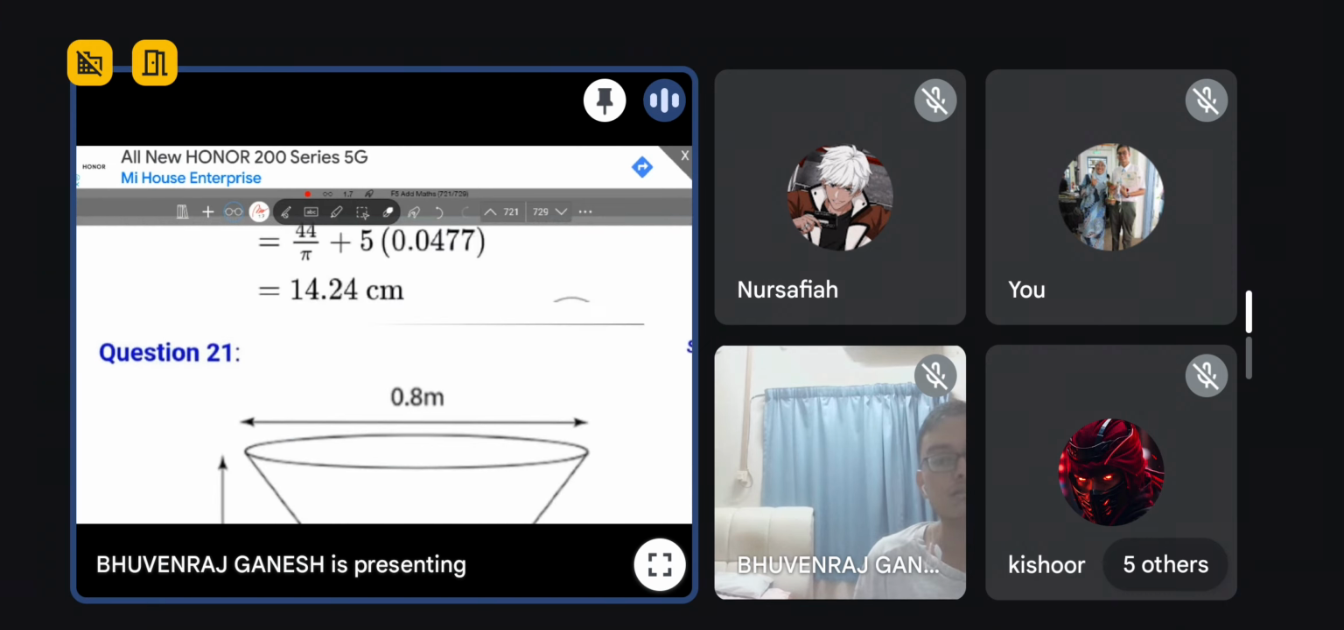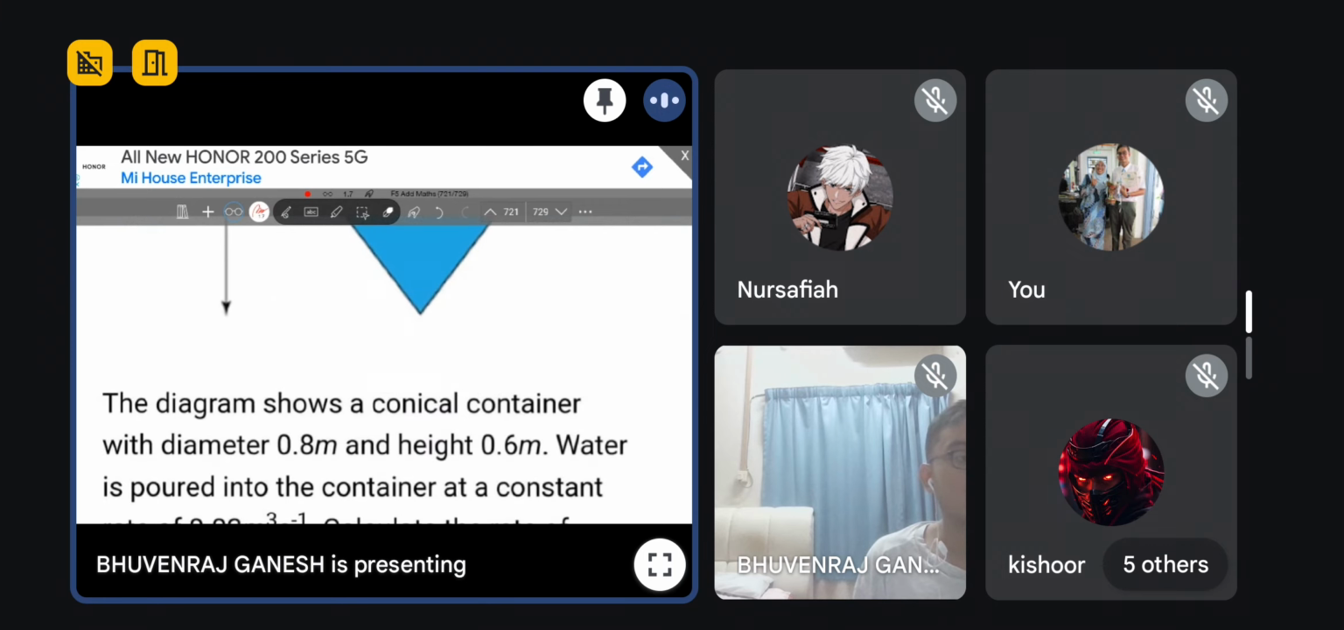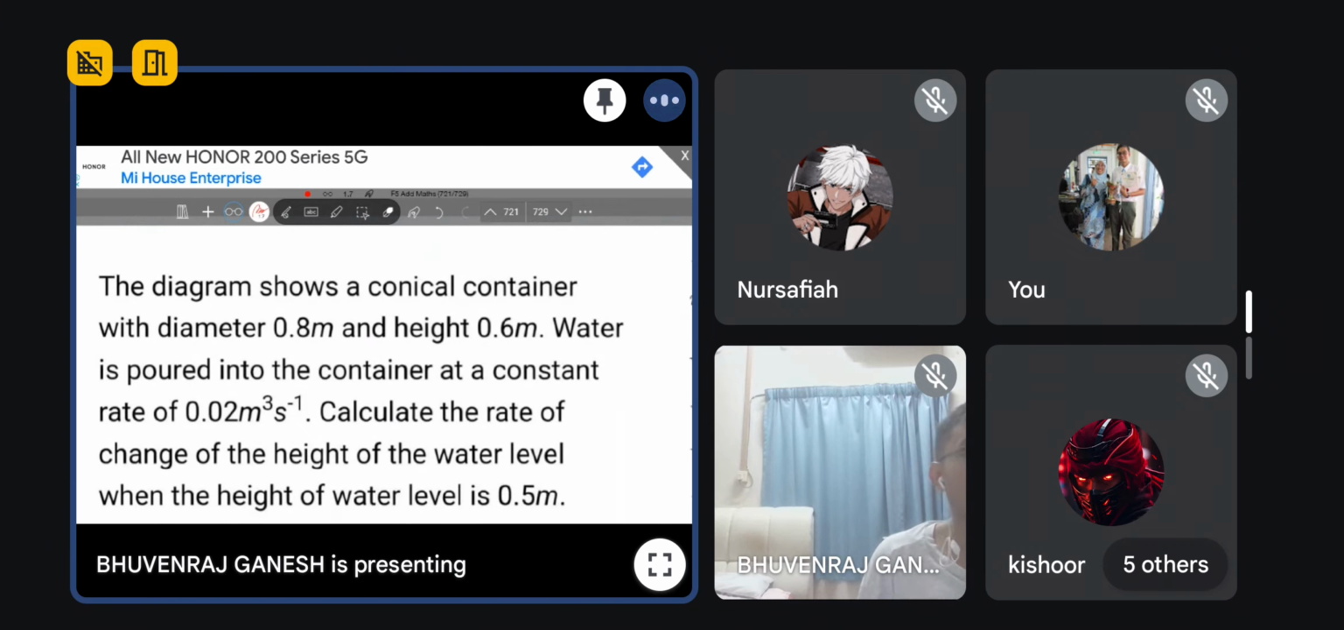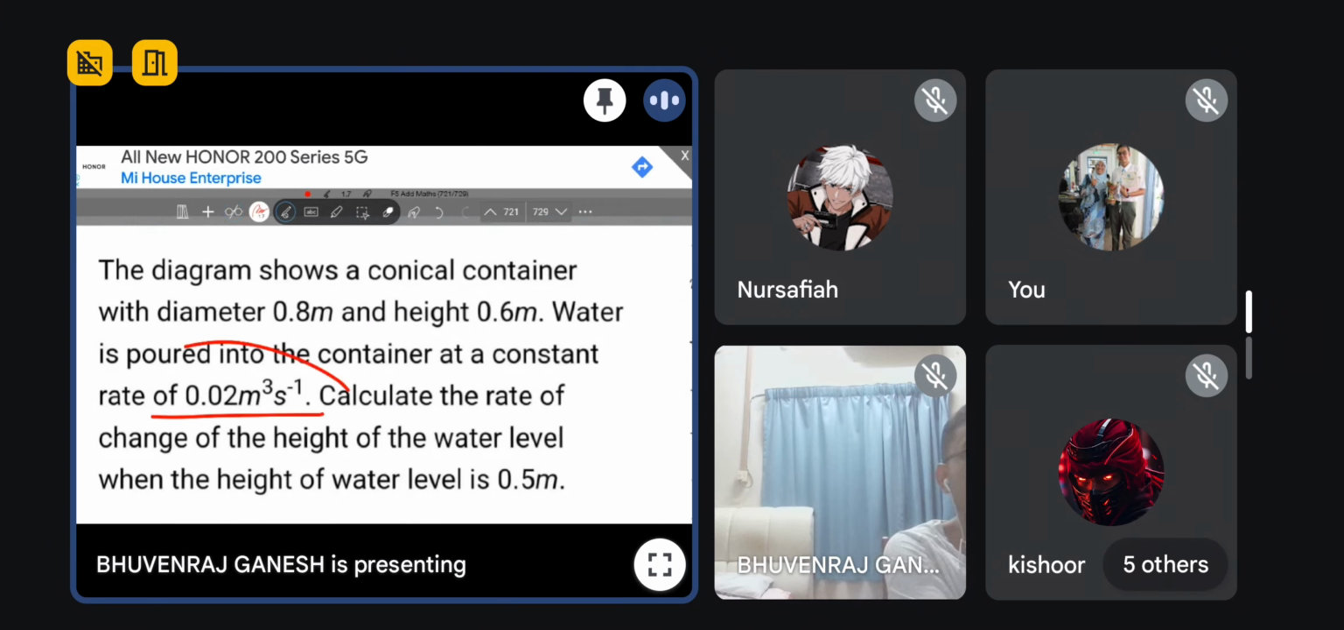Okay. So diameter you got 0.8, height is 0.6. Okay. So first information, can you all tell me the symbol, guys? Apa simbol untuk yang ni? Always you must practice yourself to write out your symbol. Then you can understand better.